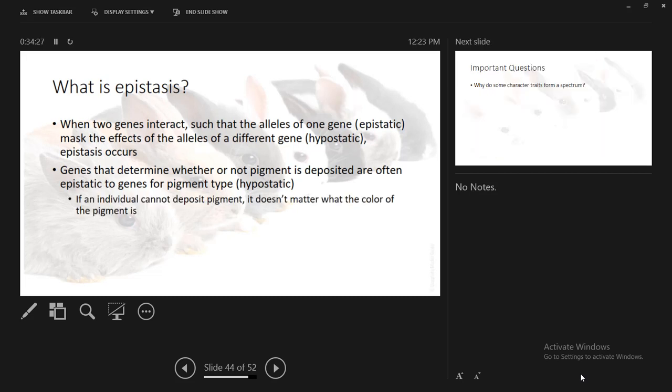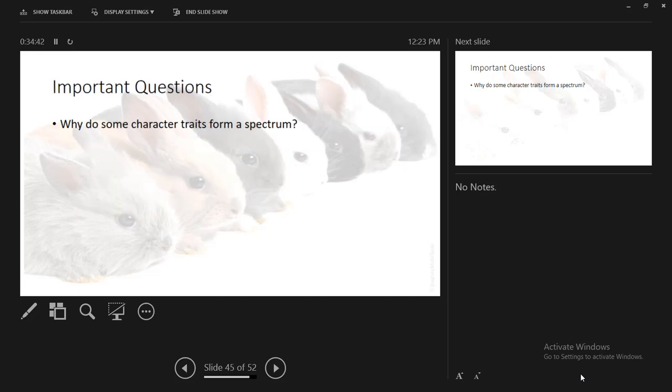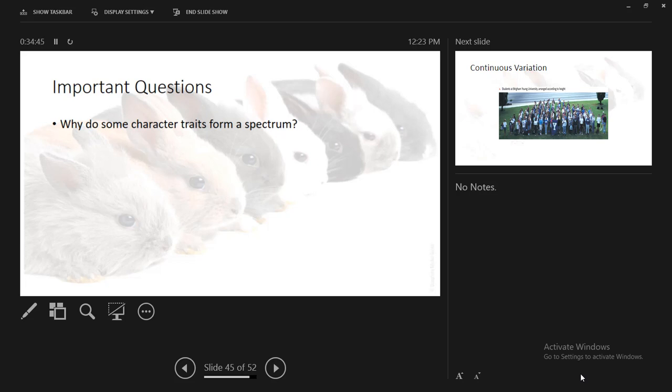All right. Any other questions? We have one more example of some things that don't fit Mendelian principles, and here it is. And the question here is, why do some characters form a continuum? Actually, sorry. Why do some character traits form a spectrum?